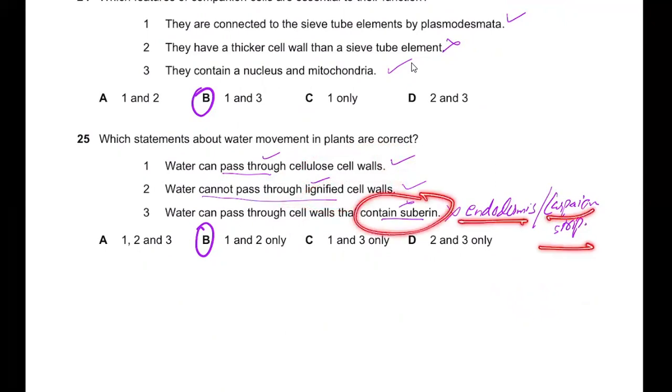No, suberin is present in the endodermal cell, that's the Casparian strip, so it doesn't allow water to pass through the cell wall. This water must enter into the cell membrane to reach the next cell. So 1 and 2 are correct, 3 is wrong.